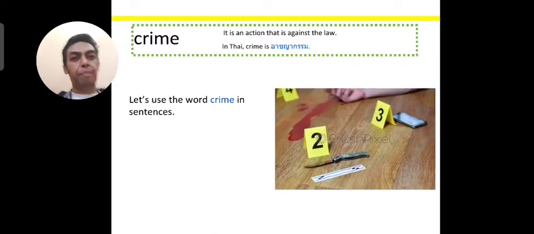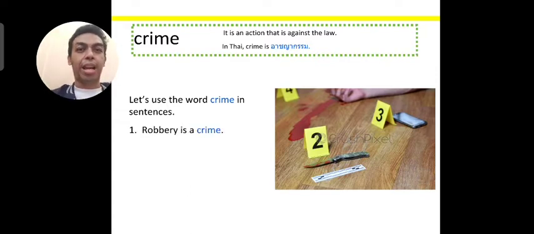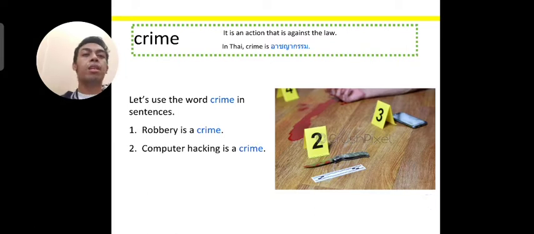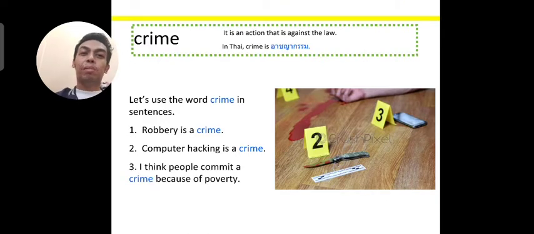But before that, we have this picture to represent crime. Okay. So number 1, robbery is a crime. Okay? Robbery is a crime. Stealing is a crime, especially from banks or from other people. Number 2, computer hacking is a crime. So that is our second sentence. Can you say that again? Computer hacking is a crime. Number 3, so I think people commit a crime because of poverty. Of course, when people are poor, they tend to commit a crime. So that is our third sentence, okay?